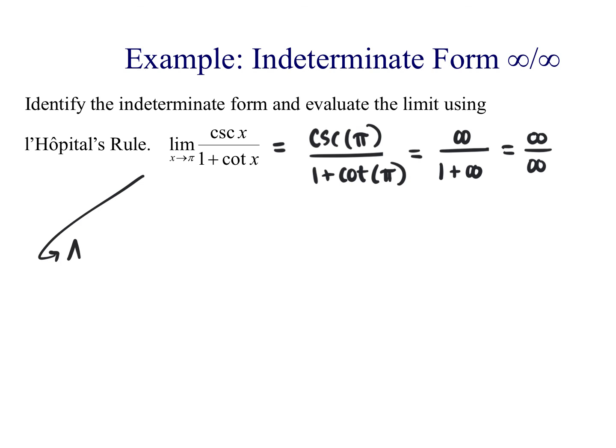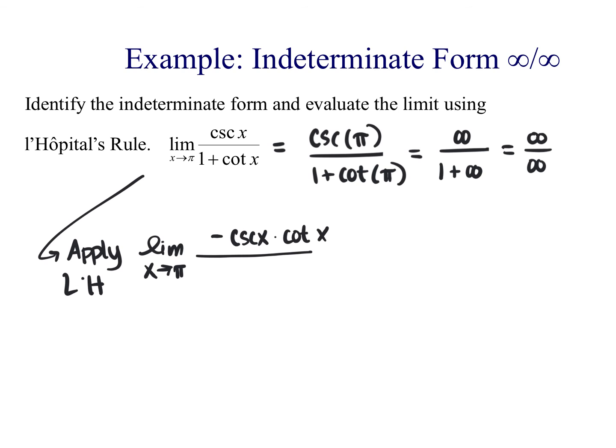L'Hopital works on this as well. All right, so apply L'Hopital's rule. Back to a limit anytime you apply it. And this time it's x approaching pi. All right, what's the derivative of cosecant? Negative cosecant x cotangent x. Okay, and then the derivative of 1 plus cotangent: 0 plus, negative cosecant squared.